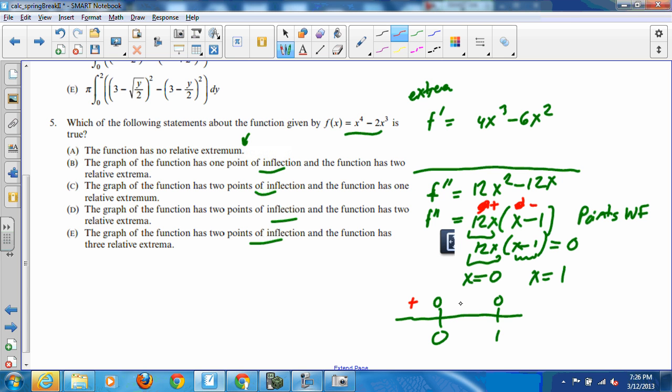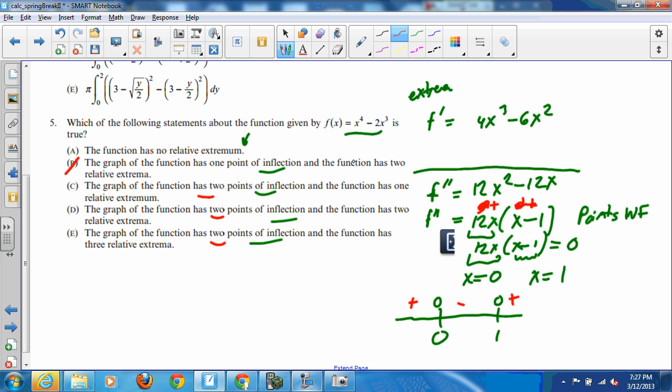So here, it looks like we have a point of inflection right there. It switches from concave up to concave down. And then let's go pick another value out here. Pick a large value like 2 or 3. We get a positive 24. 2 minus 1 is positive. So positive times positive is positive. So it looks like we have 2 points of inflection. And so we can eliminate B, I suppose. And let's go ahead and analyze this one.